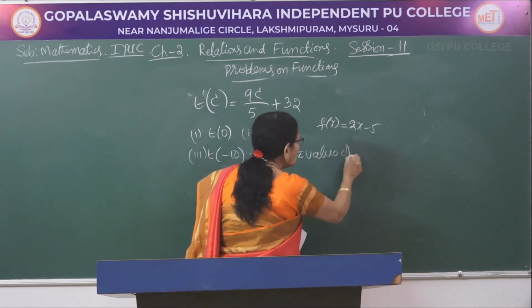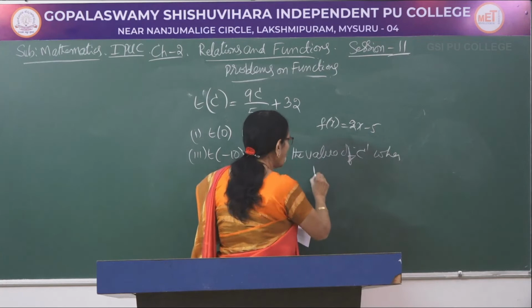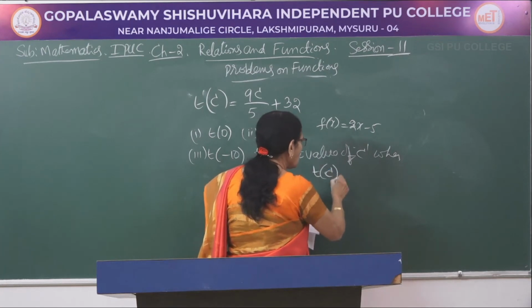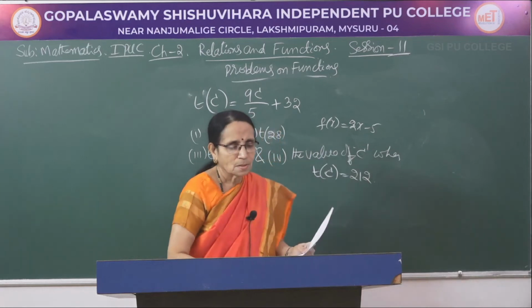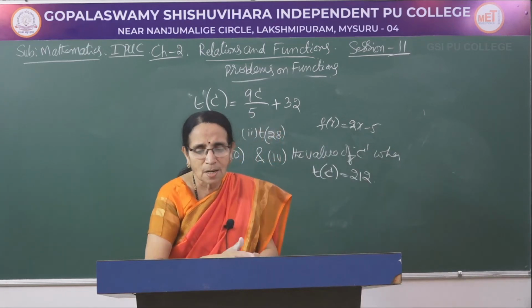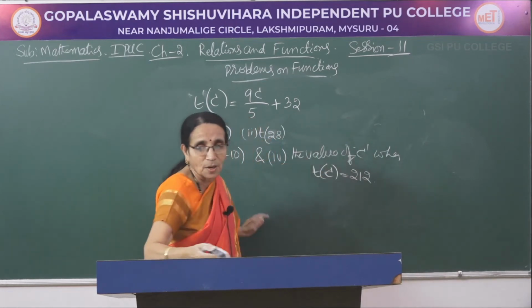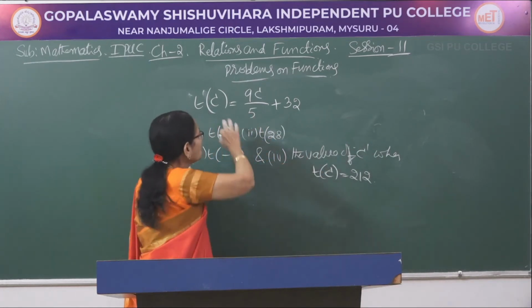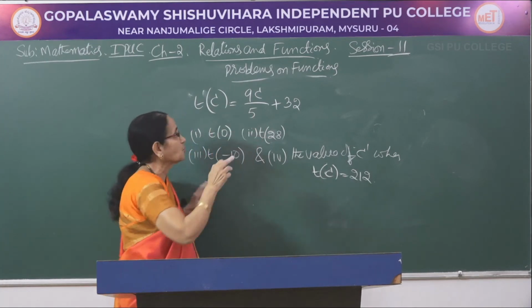The value of C when T of C is 212. Let us carefully understand the problem here. The problem is not difficult, just follow like this. This is some function. In all the earlier functions I had used f, do not get confused.